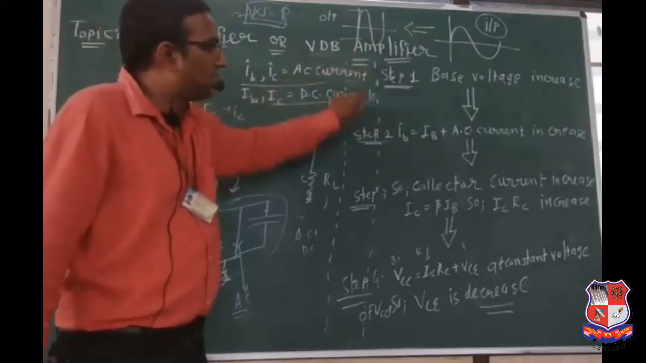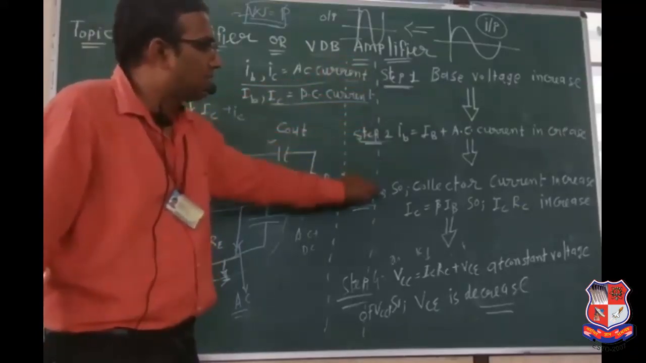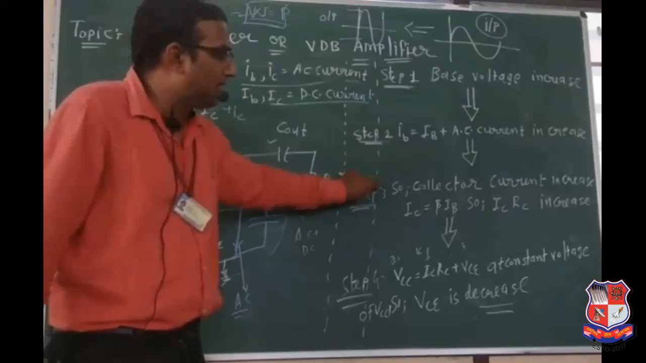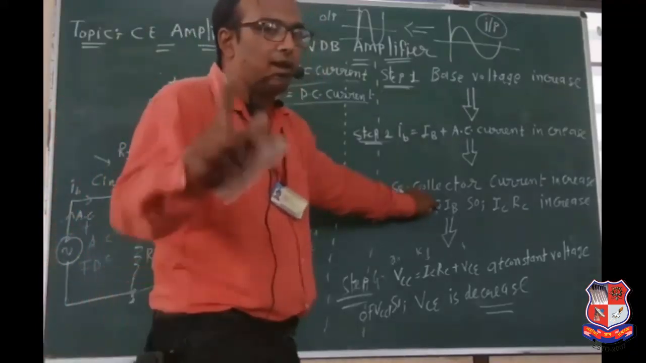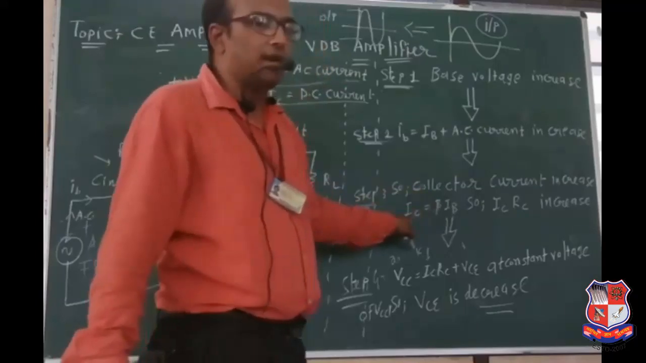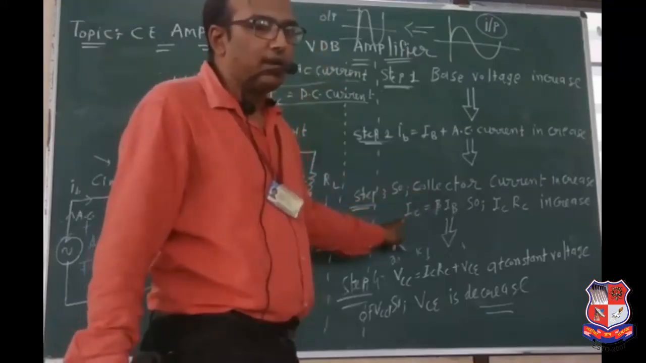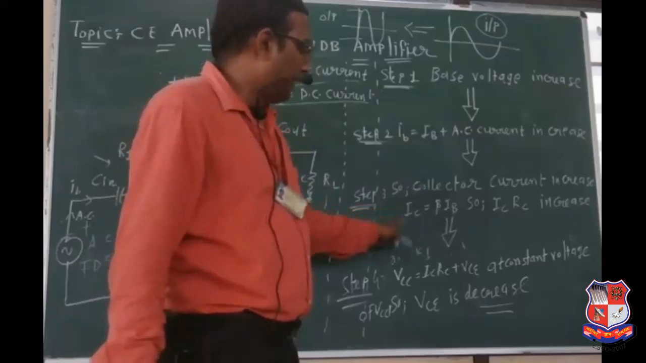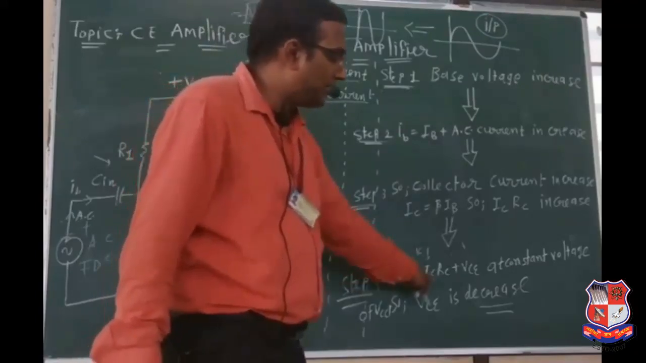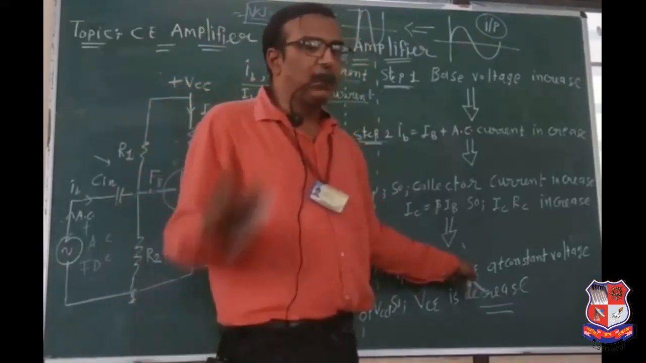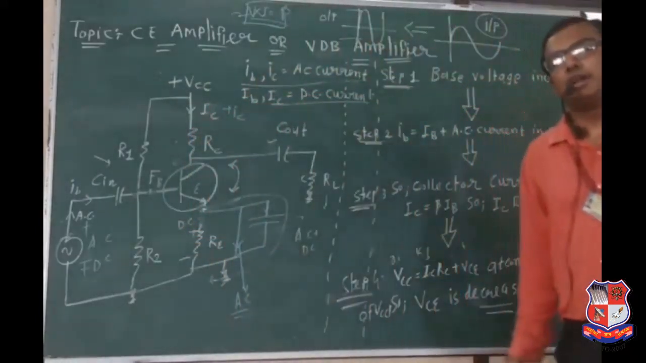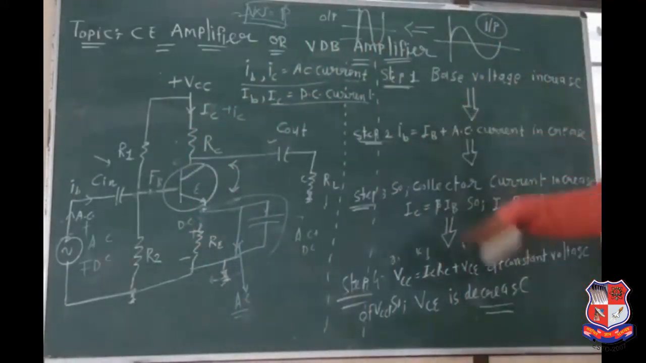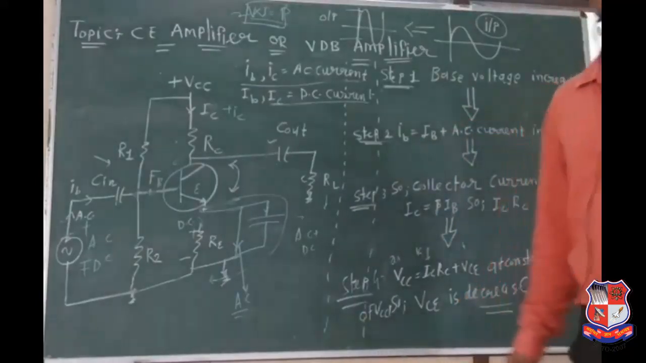So please remember this point. Base voltage is increased, then AC current is increased. So collector current is increased, due to the fact IC equal to beta times IB. Remember that point, here amplitude is increased. I will explain the waveform. And due to the increase in IC RC, VC is decreased. If VC is decreased, then the input and output phase shift is 180 degrees. So it is the topic of the common emitter amplifier.